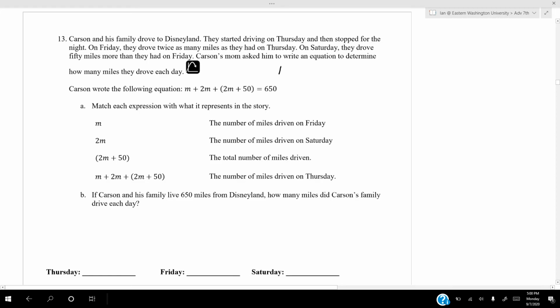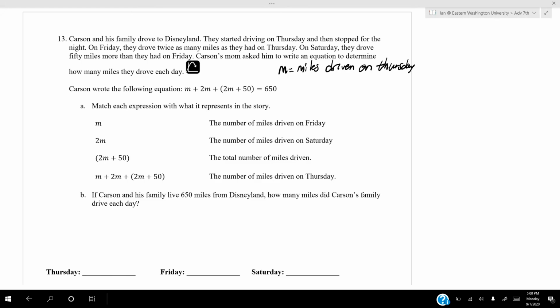And guys, remember, M is miles driven on Thursday. Because remember, this is all in relation to Thursday. They started on Thursday and then stopped for the night. On Friday, they drove twice as many miles as they did on Thursday. And on Saturday, they drove 50 more miles than the previous day.